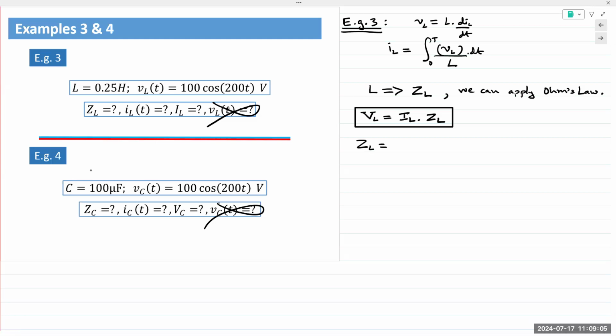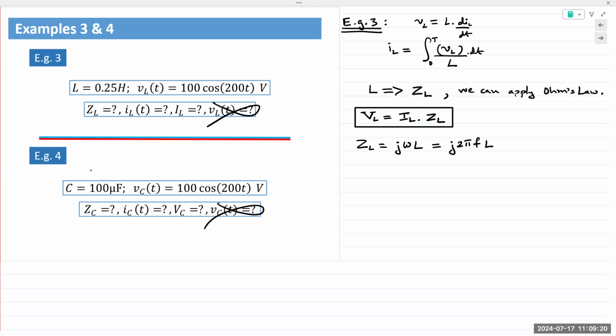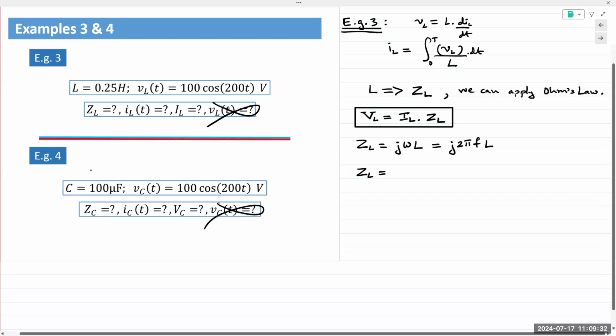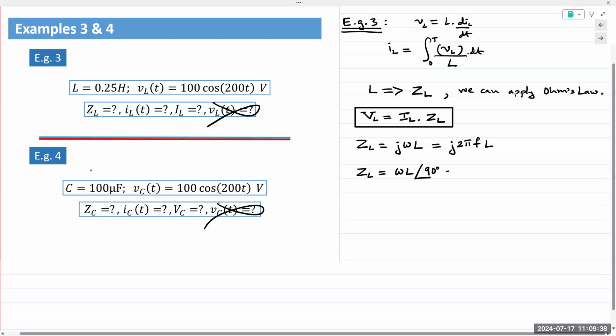ZL is j omega L. Omega is 2 pi f, so it's j 2 pi f L. That's j multiplied by 2 multiplied by pi multiplied by f multiplied by L. All quantities are multiplied in this case. In polar coordinates, ZL can be written as omega L with an angle of plus 90. So again, a magnitude of 2 pi f L with an angle of plus 90.